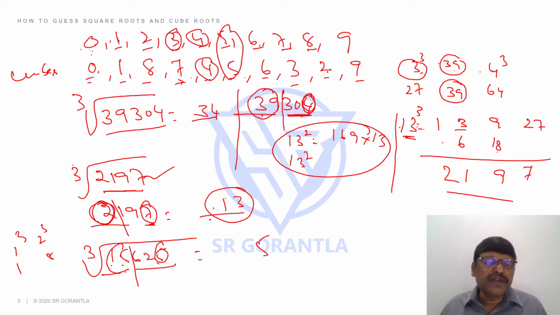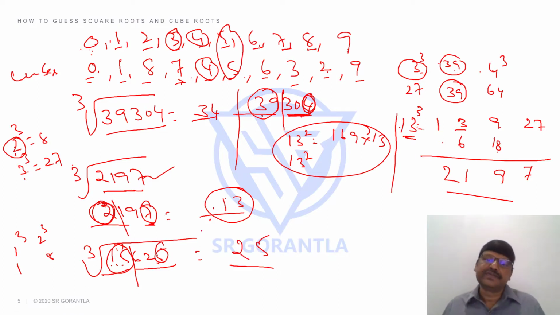And 15 is between which 2 cubes? 2 cube is 8, you know that. 3 cube is 27. So 15 is between 2 cube and 3 cube. Hence I should take the lower number, so the tens place should be 2. Is that okay? This is how you guess cube roots, friends.